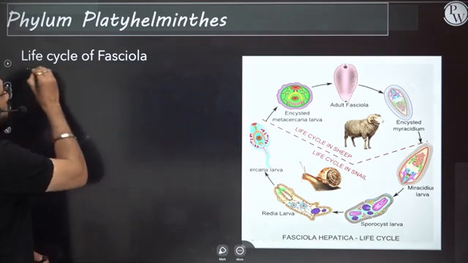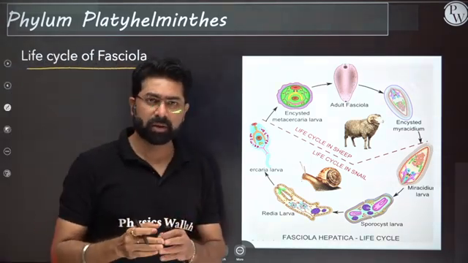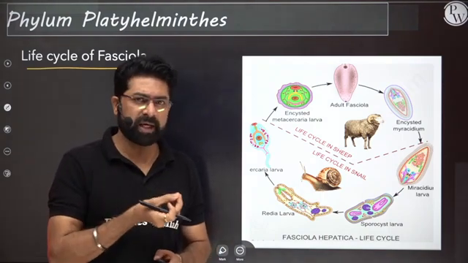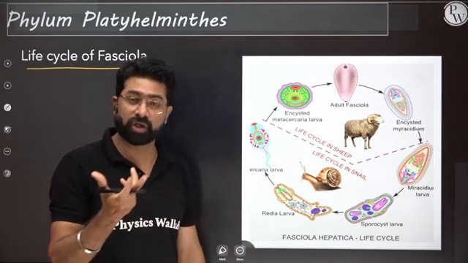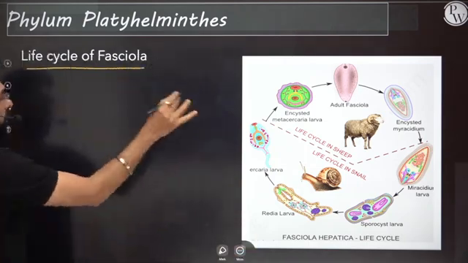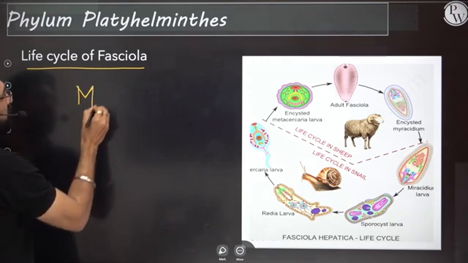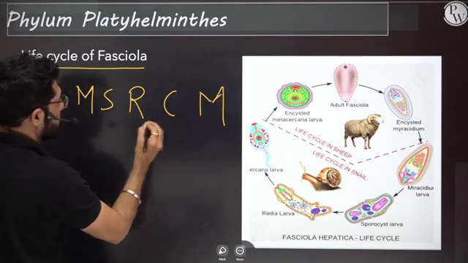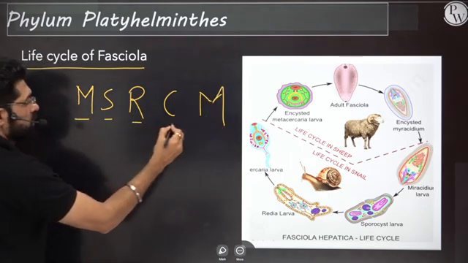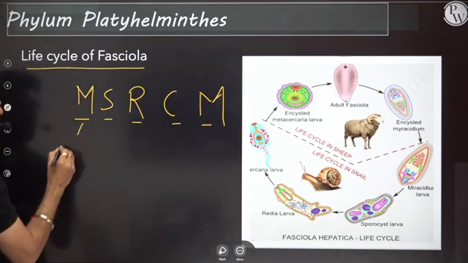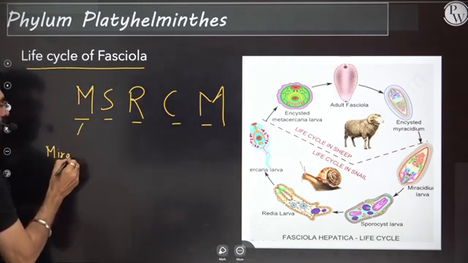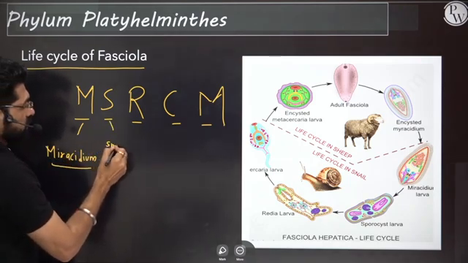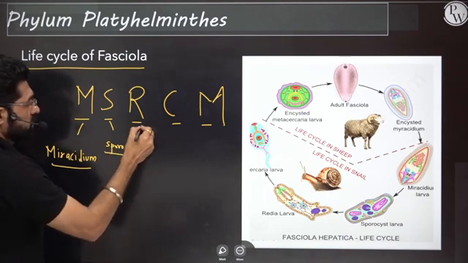Life cycle of Fasciola. Now very important. It is not in your course, yes, but it will take just 1 minute to have a glimpse of that if the question comes. So let's see how to remember it easily. Remember MSR CM. Mr. Madhusudan Reddy is going to be a CM of Hyderabad or Andhra Pradesh. So let's see. M is for Miracidium. You have to remember like this. That's it. Miracidium. This is the sporocyst larva. This is the redia larva.